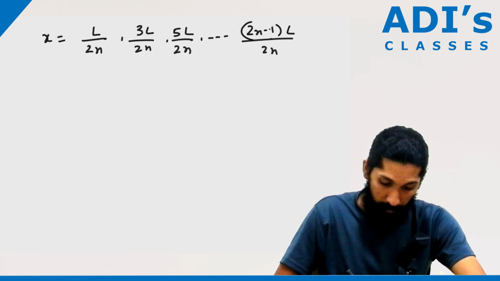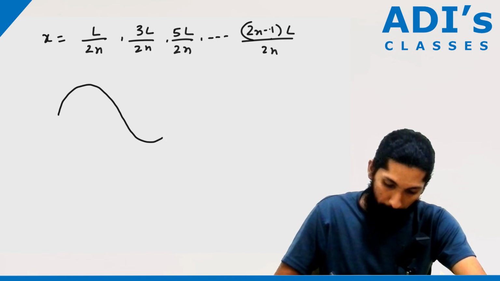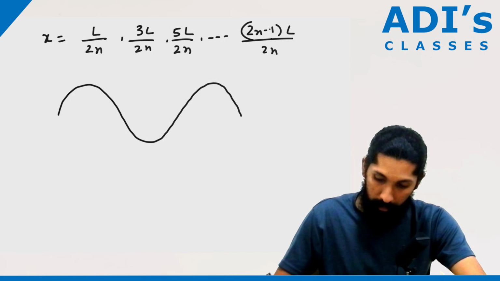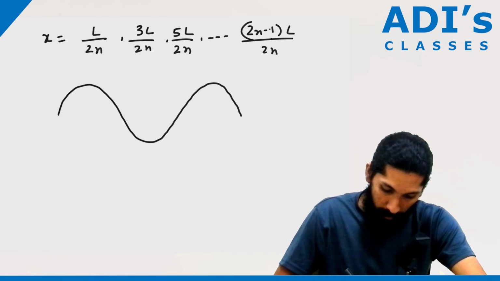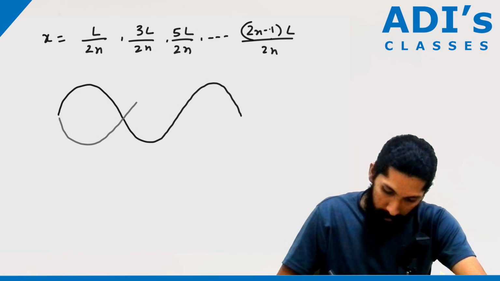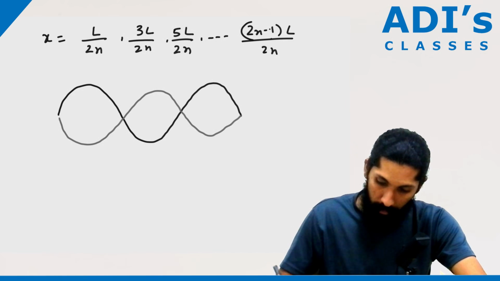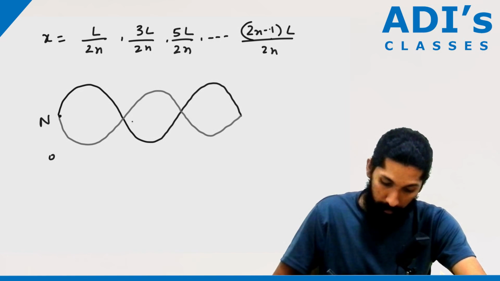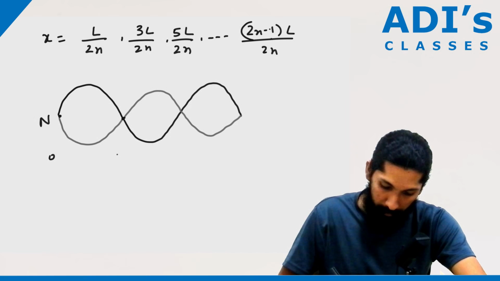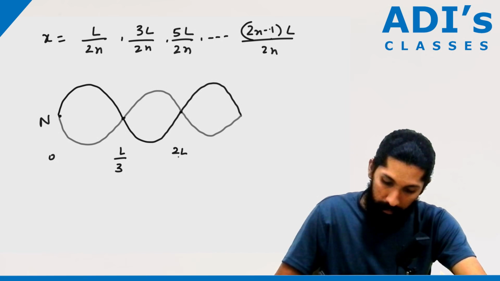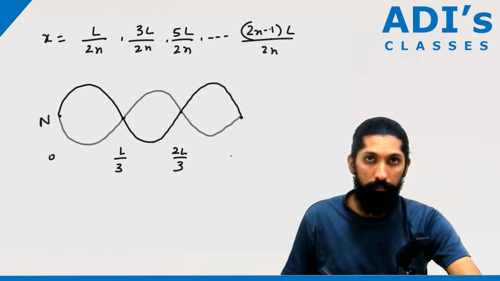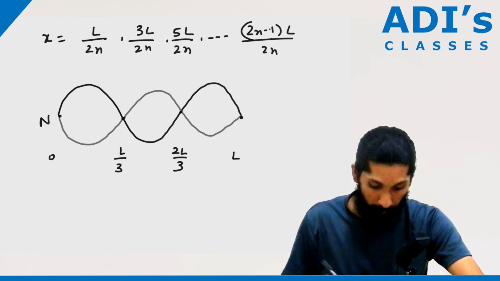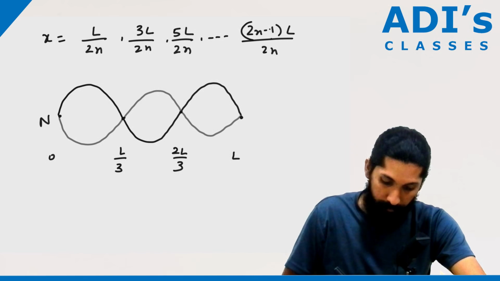Like in the sense, if you take this wave, say this is 1, and say you are going to take another wave in the opposite direction, like this. In this one, the position of the node, this is 1, which is 0. And this one is going to be L divided by 3. This is going to be 2L by 3. And the last one is going to be L. These are the positions of the nodes.